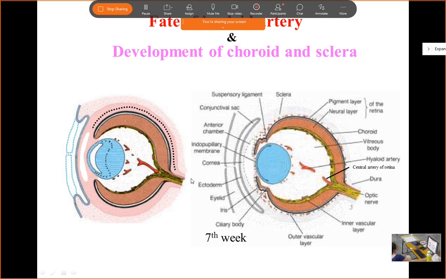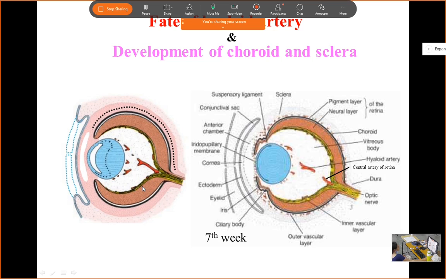The sclera is continuous with the dura mater, and the choroid layer is continuous with the pia mater. The sclera is continuous with the dura mater surrounding the optic nerve, and the choroid is continuous with the pia mater surrounding the optic nerve. So the optic nerve is surrounded by dura mater and pia mater. In between them there will be the subarachnoid space, that is, the arachnoid mater will be there.